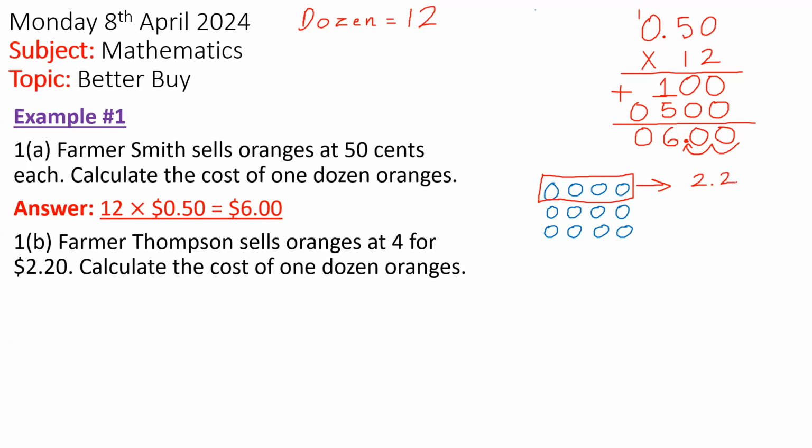And then how much is for the next 4? $2.20. And then how much is for the next 4? $2.20. So we're going to take $2.20, and we could either add it 3 times, or we could multiply it by what?